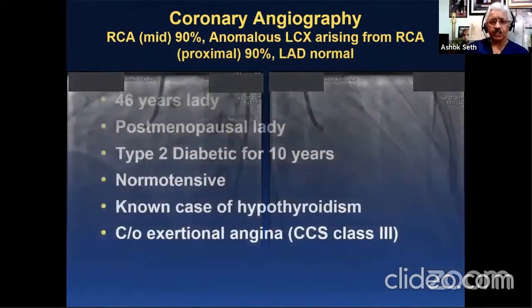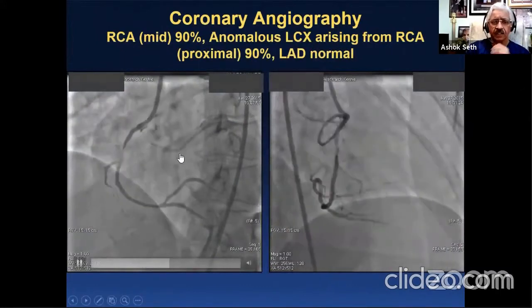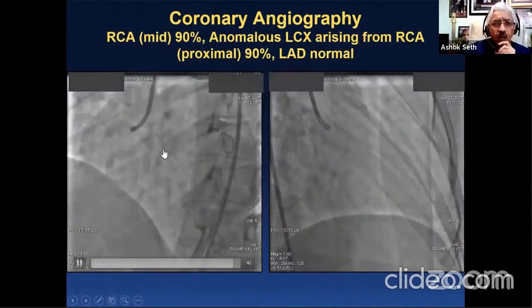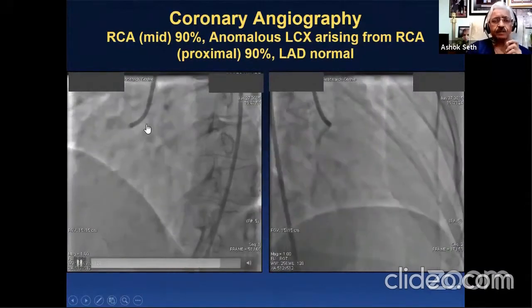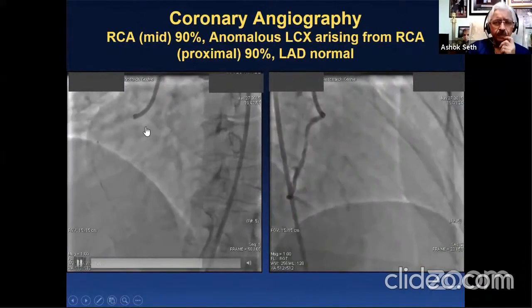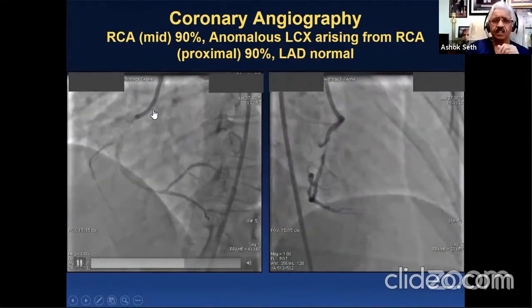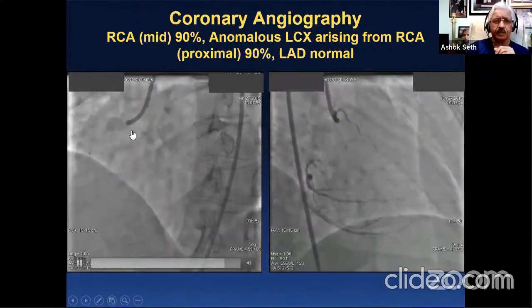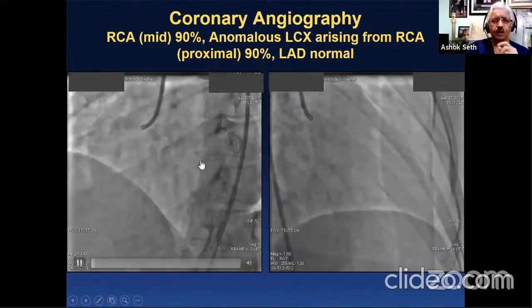She had 2 lesions. There's a high-grade lesion in the right coronary artery, and there's also a lesion in an anomalous circumflex, which arises from the extreme proximal 2 to 3 millimeters of the right coronary artery origin. Now, if I had this slightly in, you can imagine I could have missed this anomalous circumflex. So, of course, it seems no big deal.